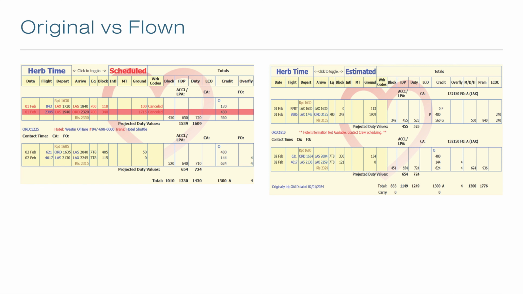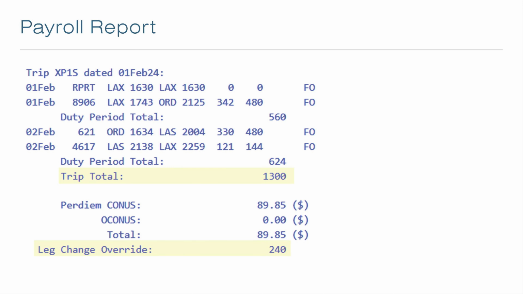Our recommendation, the best way to validate your pay, would be with the payroll report. As you can see, you have a trip total of 13, and then at the bottom of the display, you have a leg change override output of 2.4. That's the total LCO that was triggered for this pairing. So you add the 13 to the 2.4, and that comes out to 15.4 total pay for this assignment.